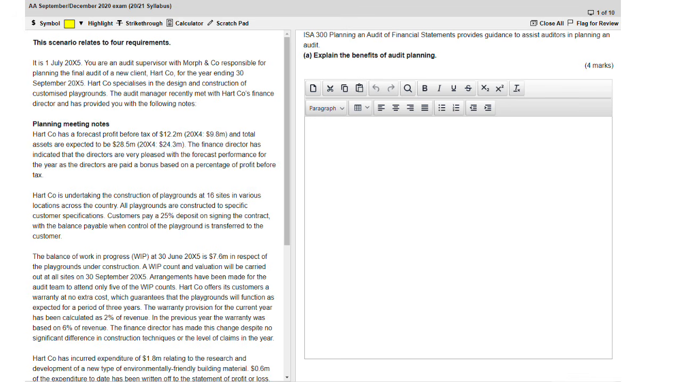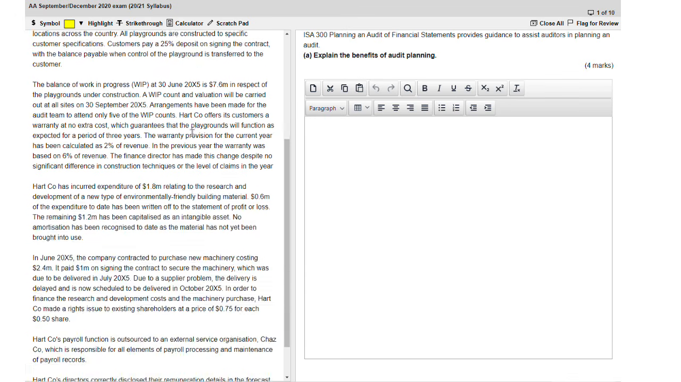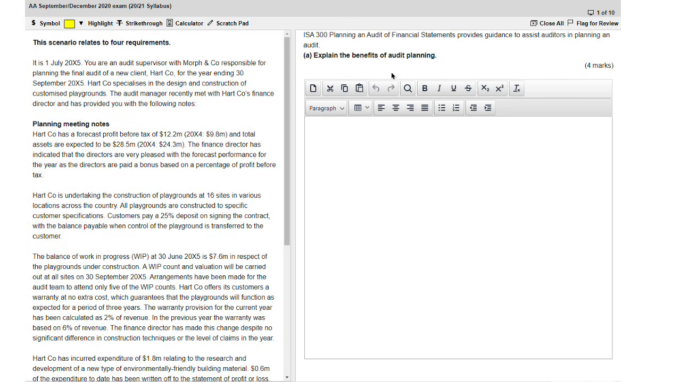I would not start by reading the scenario. I would just have a look at the requirements first. So sometimes you need to scroll up and down just before you can move between requirements. Number one, explain the benefits of audit planning. That is a knowledge question, isn't it? So that could easily be done straight away. There's no reference to Morph, so it's just a generic question on whether audit planning is a good plan.